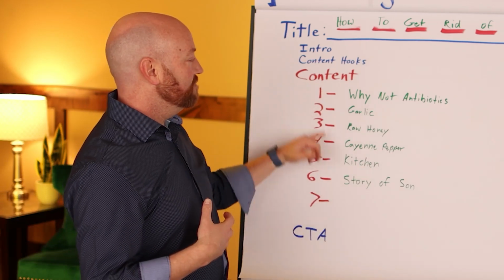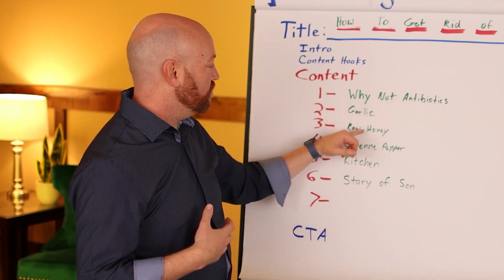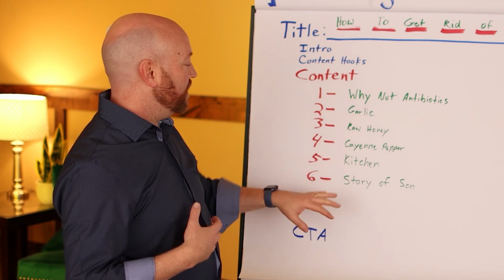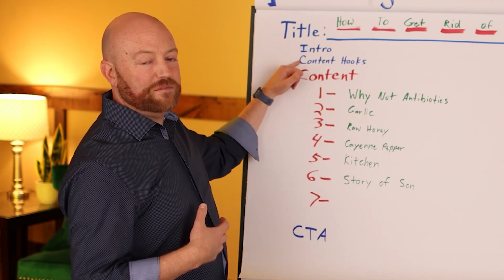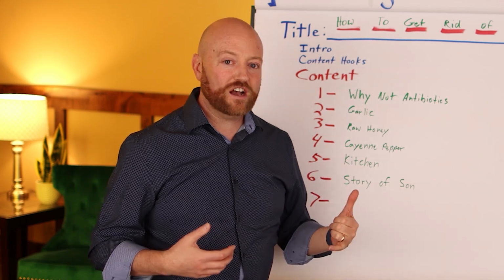And here's my outline. You notice I've got 3 words or 1 word or 2 words, okay? Very simple outline. I've got 6 different points that I'm going to cover in the video. First, let me demonstrate how not to do the content hooks.